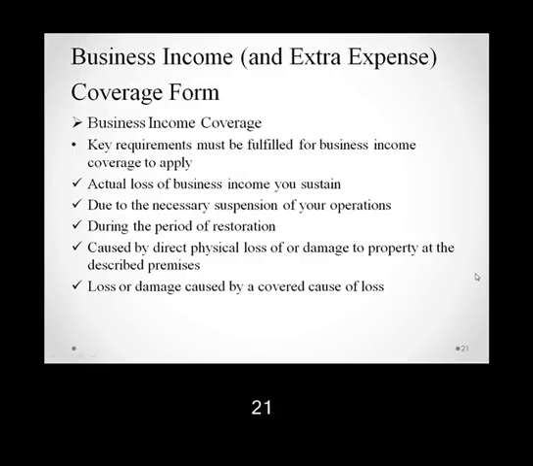The Commercial Property Program of the Insurance Services Office, or ISO for short, includes coverage forms for insuring business income and extra expense loss exposures. So basically, for your loss to be covered, it needs to satisfy the following requirements. The actual loss of business income you sustain is due to the necessary suspension of your operations during the period of restoration, and it must be caused by direct physical loss or damage to the property at the described premises, and the loss or damage needs to be caused by a covered cause of loss.